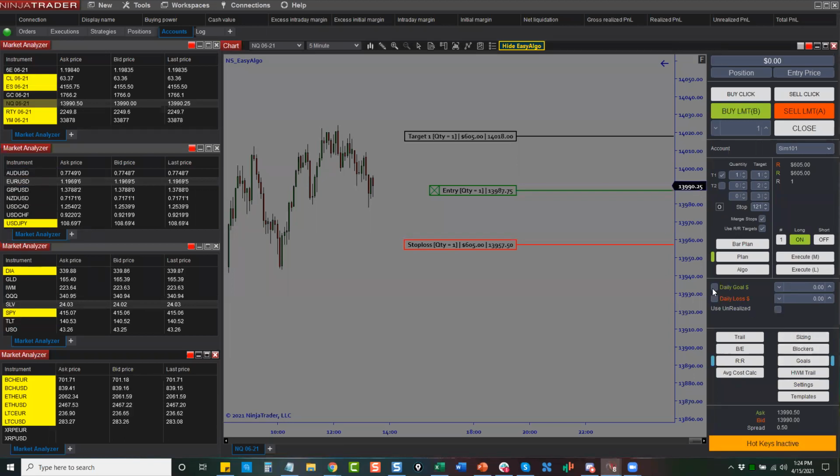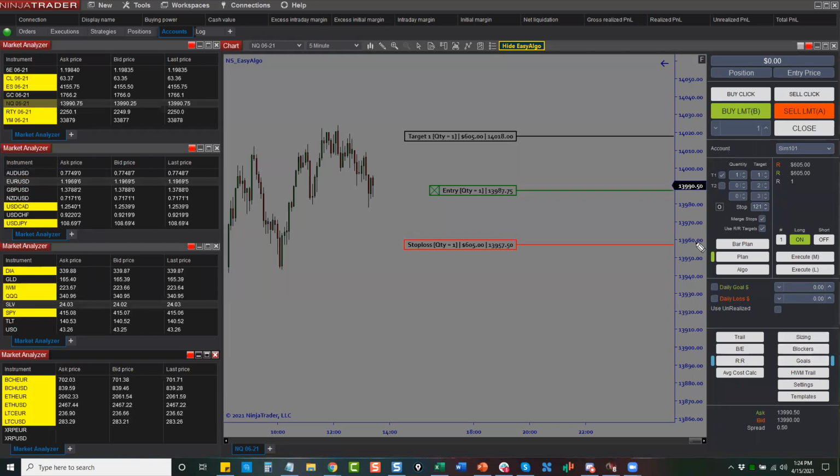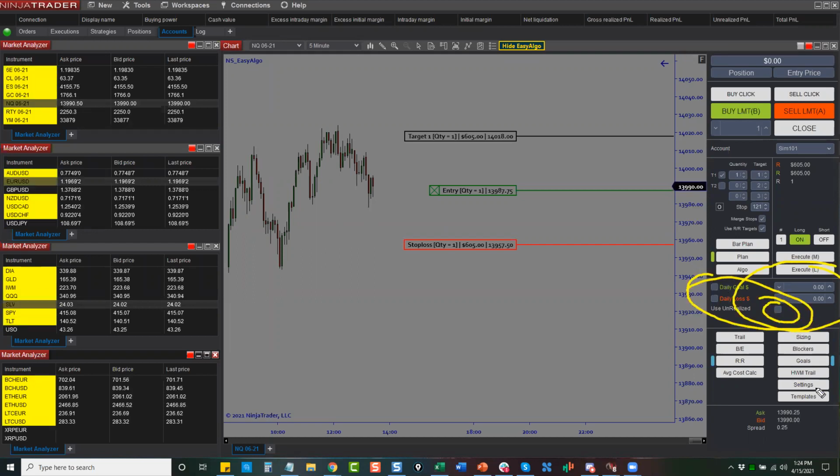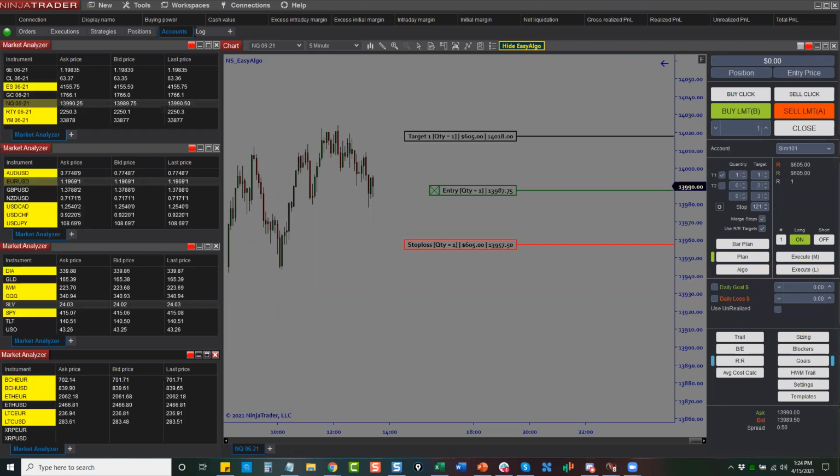Goals. If I wanted to set a daily goal for a day, I can go in here and set $1,000 a day, daily loss limits. I can use unrealized and realized P&L, which allows me to use intra-trade analysis versus closed trade analysis. It's very advanced features.